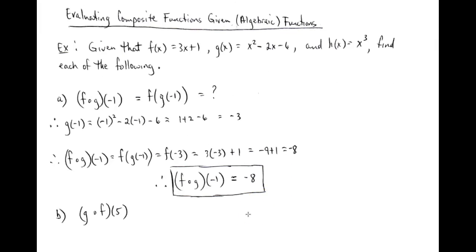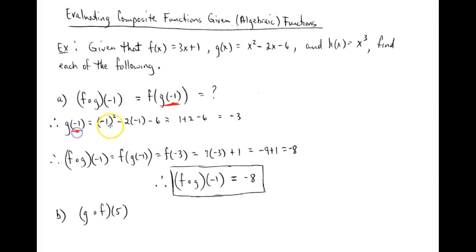Our very first example says, given that we have f of x equals 3x plus 1, g of x is x squared minus 2x minus 6, and h of x is x cubed, we want to find the following. For the first example, we've translated what the composition of f and g evaluated at -1 means. It means that first we need to figure out what g of -1 is, and then we plug in what g of -1 is into f.